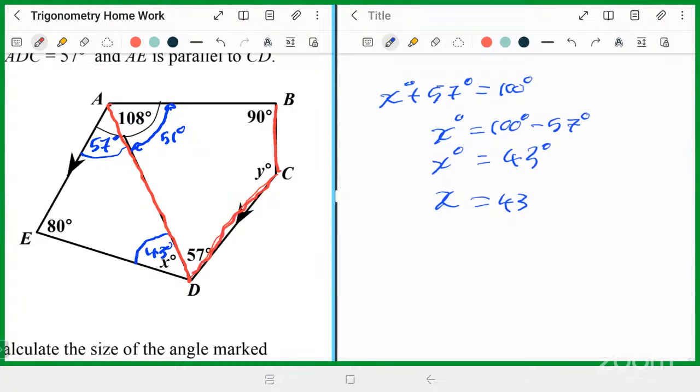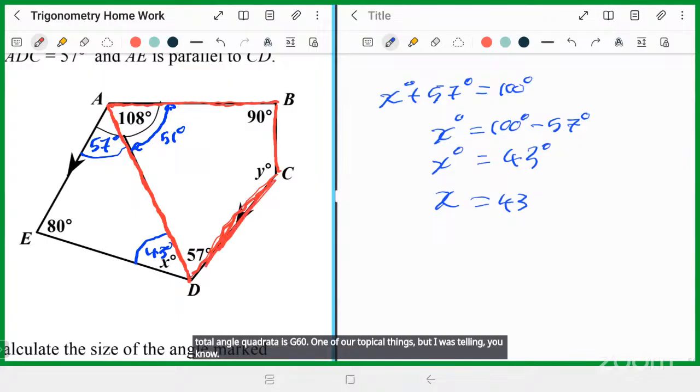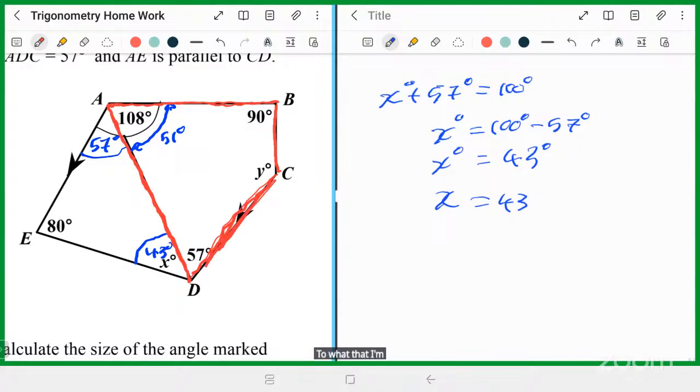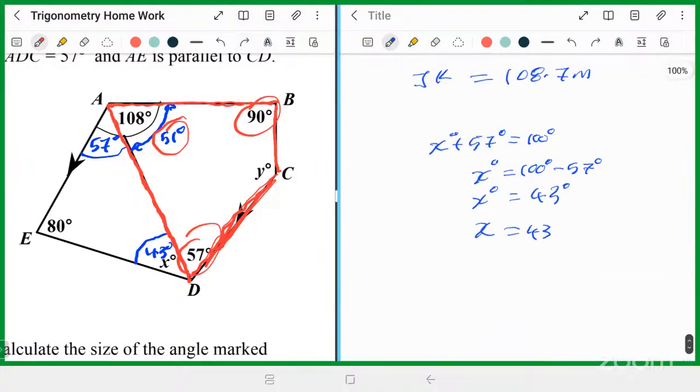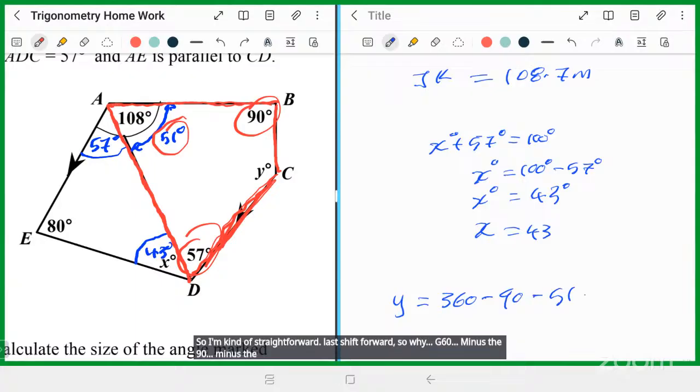Total angle in a quadrilateral is 360. One of our topics will cover those things, but I was telling you now. Total angle in that red quadrilateral is 360 degrees. So if we know these three, add them up and subtract from 360, we get this one. This one is kind of straightforward. So y will be 360 minus the 90 minus the 51 minus the 57.